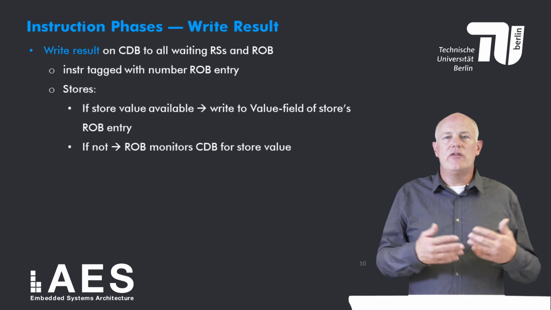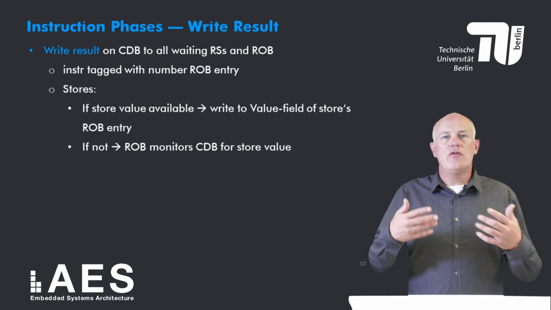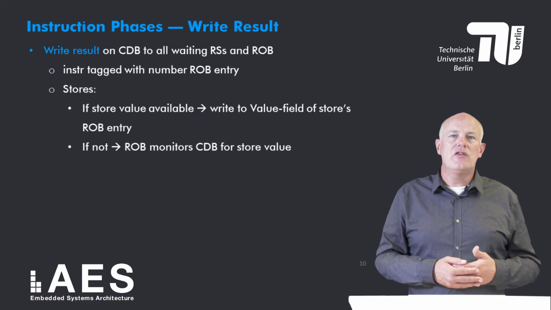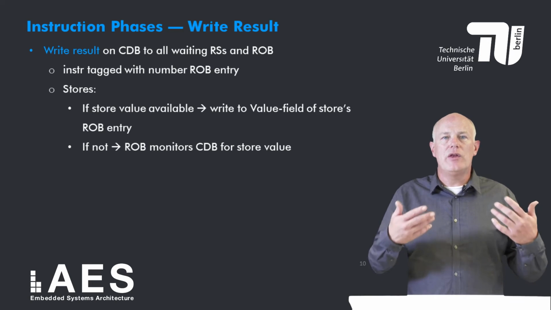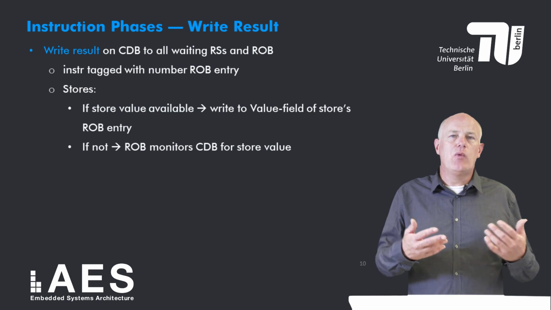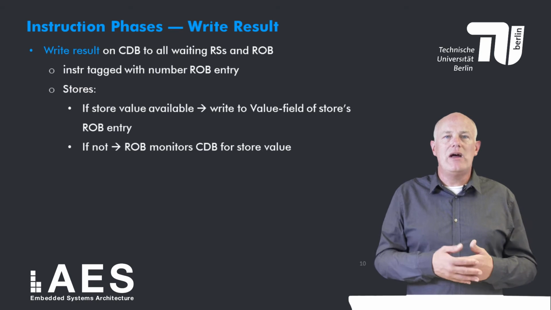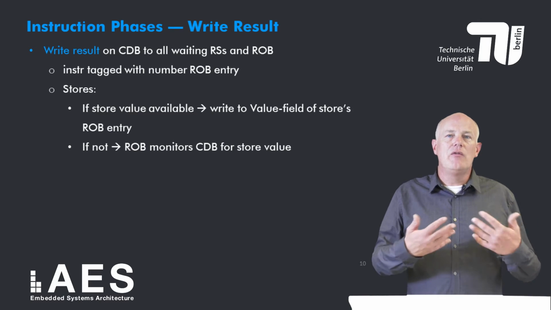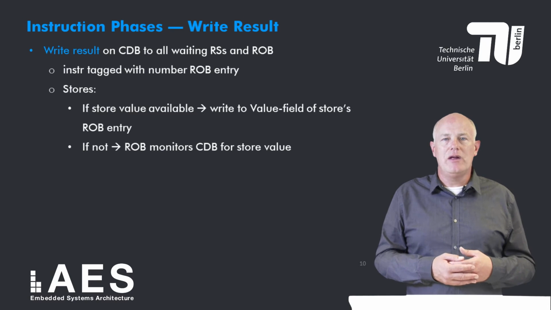The second phase that needs to be modified when we support speculation is the write result phase. The result is written onto the CDB not only to all awaiting reservation stations, but also to the reorder buffer. For that reason, instructions need to be tagged with the number of the reorder buffer entry that contains that instruction. Special actions are required for store instructions. If the value to be stored is available, it is written into the value field of the ROB entry for that store. If the store value is not available yet, the reorder buffer must monitor the CDB until it is broadcast, at which time the value field is updated.